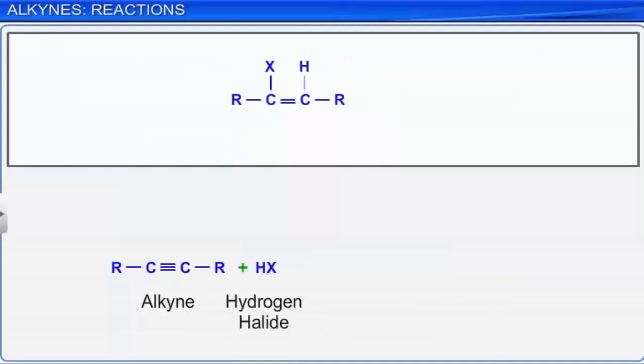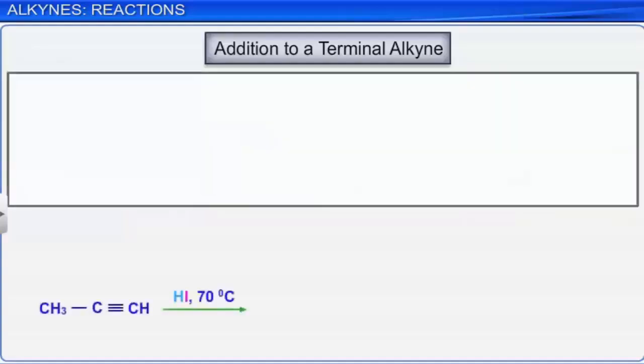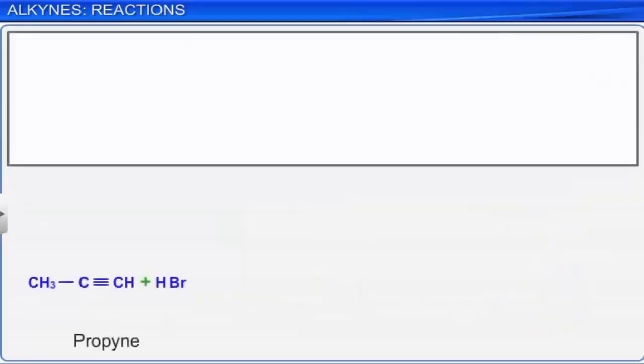Addition in unsymmetrical alkynes takes place in accordance with Markovnikov's rule. This rule says that in an electrophilic addition reaction, the negative part of an addendum attaches itself to the unsaturated carbon atom of the molecule having a lesser number of hydrogen atoms. For example, propyne reacts with 2 molecules of hydrogen bromide and forms 2,2-dibromopropane in accordance with Markovnikov's rule as shown here.